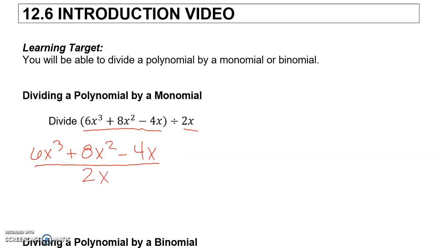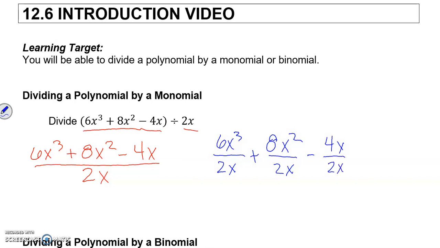And I'm actually going to rewrite this again, so that way it's kind of broken up for me. So I have 6x cubed divided by 2x plus 8x squared divided by 2x minus 4x divided by 2x. So now I'm going to divide common factors out.